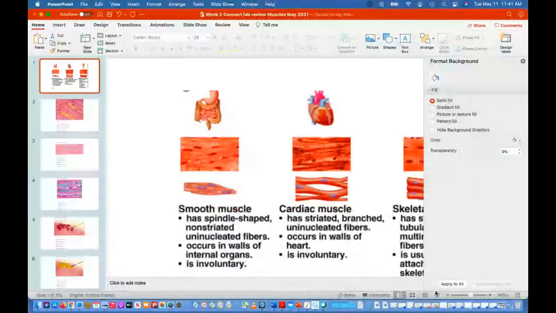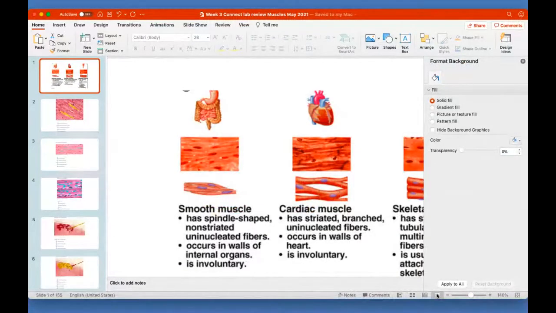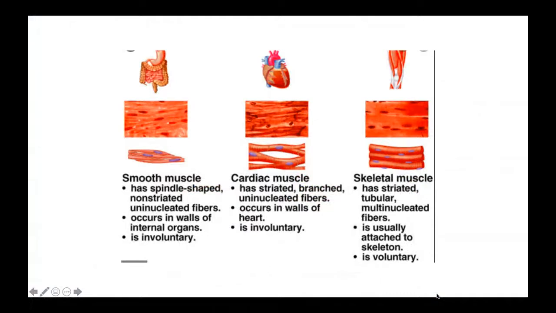Okay, today we're going to be looking at muscles. So let's start with some basic information about muscles. Let's just do a quick review. When we talk about muscles, it's important to understand that there's three types of muscles. As you can see, we have smooth muscle, cardiac muscle, and skeletal muscle.